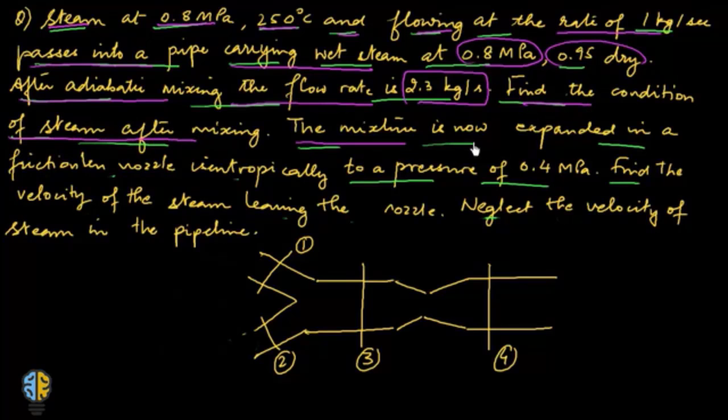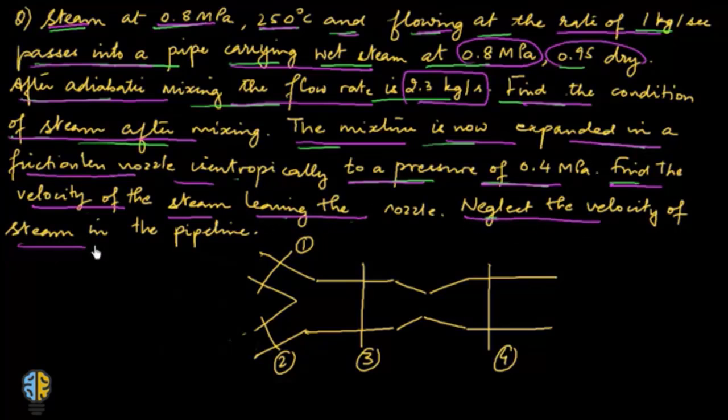The mixture is now expanded in a frictionless nozzle isentropically to a pressure of 0.4 MPa. Find the velocity of the steam leaving the nozzle, and we can neglect the velocity of the steam in the pipeline. So let's make use of this diagram over here.